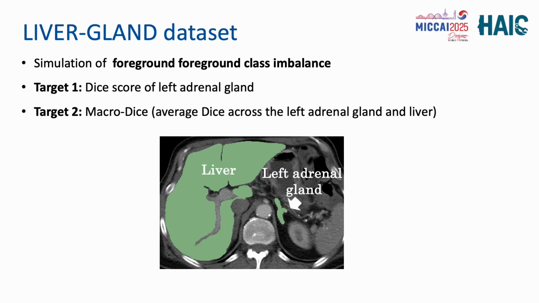In our experiments, we use the abdomen segmentation challenge to create a toy dataset simulating foreground-foreground class imbalance by merging the liver and left adrenal gland into a single foreground class. Two targets were defined: maximizing the Dice score of the left adrenal gland and the macro Dice for both organs.